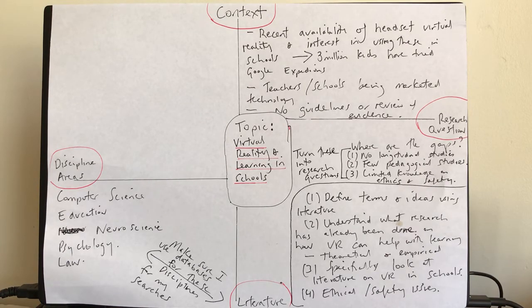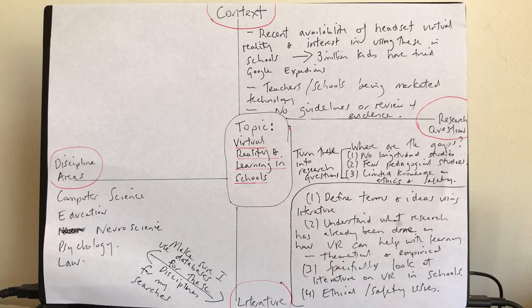Well, the topic was given to me by the Department of Education. They said, we want you to write a literature review on virtual reality and learning in schools, and we want you to explain what virtual reality is for teachers. So kind of an introductory literature review. So we want some explanation and we want the evidence. So that's great. So I put that in my topic box.